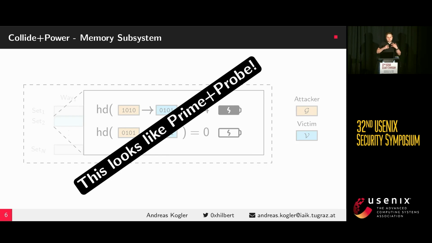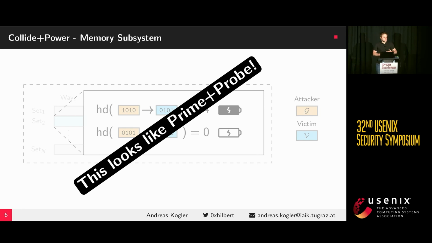So you might be screaming at the screen and saying this looks like Prime+Probe. And you're right, this is the same pattern as in Prime+Probe, but we have a few small nuances. First of all, we don't care about access patterns. The thing we leak, we assume it's constant time, or at least constant cycle, and we are not interested in leaking access patterns. Also, in this variant, in Collide+Power, we care about the precise value of the eviction set.